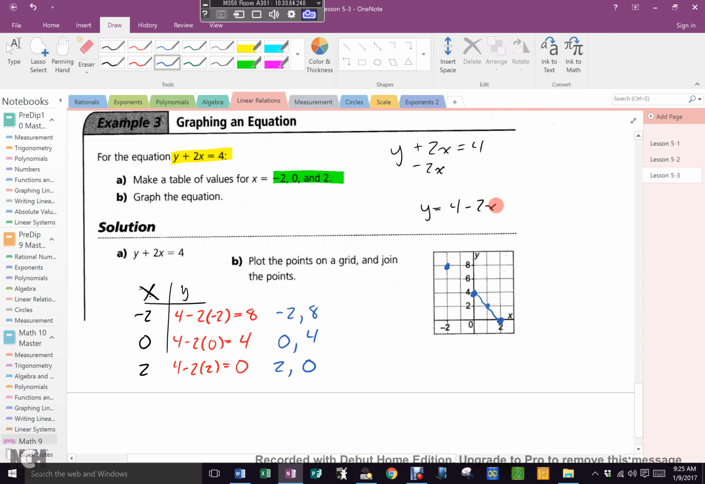What's 2 times a half? I have 2 halves. It's 1. What's 4 minus 1? 3, right? So if I go out to half and I go up, I hit right there. Isn't that 3? So does it work? So do I connect the line? Does the line stop at that point and that point? Where does the line go? Does it go on forever? Yeah, it does.